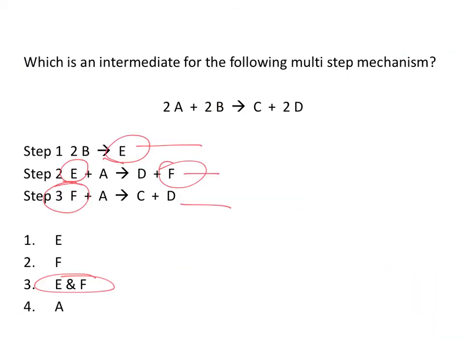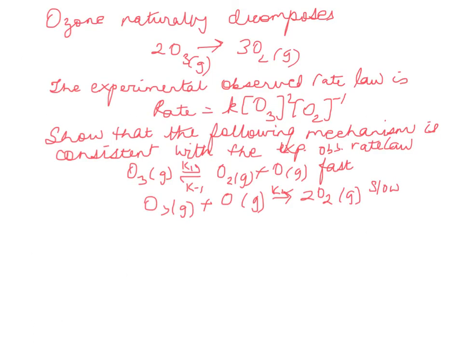The question is, which is an intermediate for the following multi-step 2A plus 2B giving you C plus 2D. Notice there are 3 steps. E gets formed, E gets used up, F gets formed, F gets used up. So hopefully you can see that both E and F are going to be the intermediates in this particular reaction. Okay, let's solve another one.